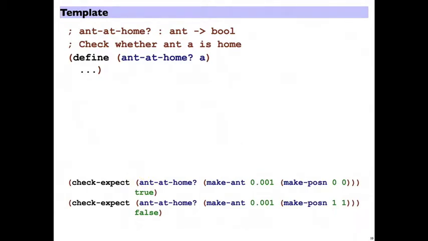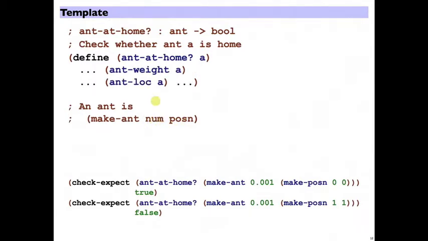It's the template step, where we ask the question, is the argument A compound data? And we'd have to go look at the ant data definition that says an ant is make-ant. This data definition would probably be earlier in the file, but we'll just put it here for a moment. Yes, I see make-ant. It's compound data. It's got two pieces, a number and a posn, so we need to pull those out. We look at the define-struct, so we know it's ant-weight and ant-loc that pull those out. Now, you may notice, of course, a posn has two pieces inside of it also, but we don't see that immediately in this data definition.